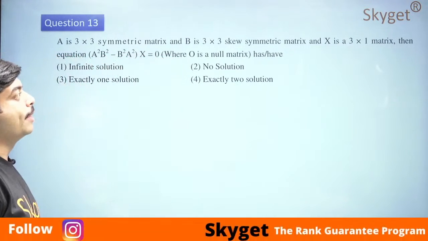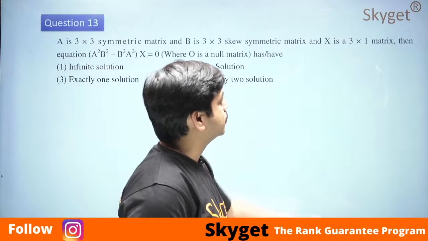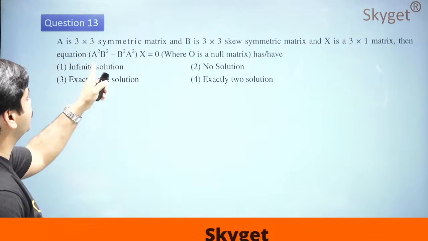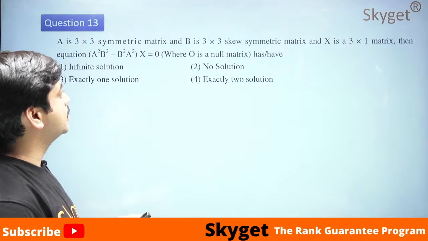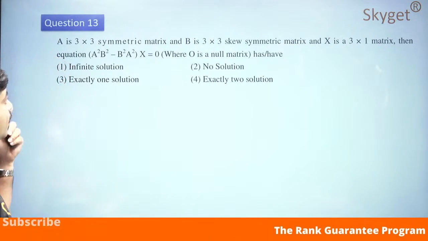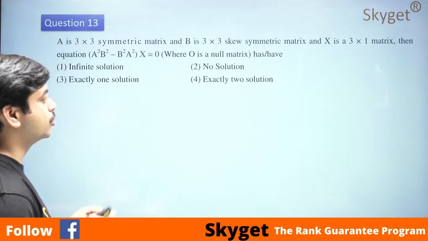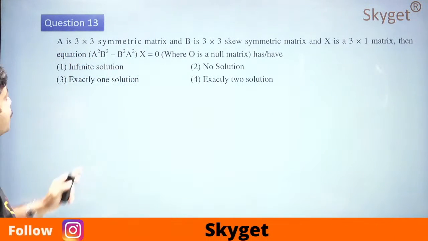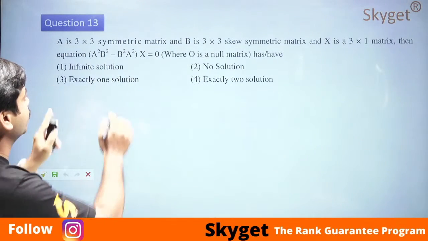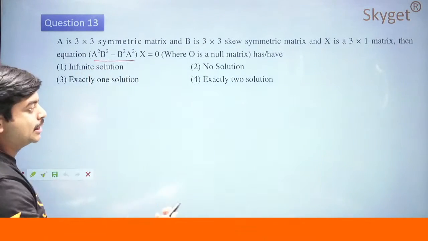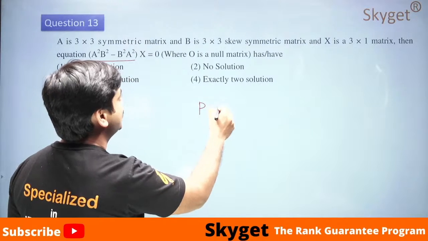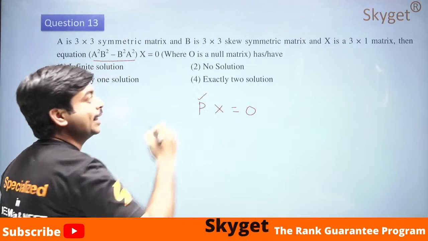And X is a matrix of order 3 cross 1. Then the equation (A square B square minus B square A square) X equal to 0 will have infinite solutions, no solution, exactly one solution or exactly two solutions. Okay, so that depends on the equation. If you consider the complete coefficient as some matrix P, let us say, then PX equal to 0, so we need to take care of P.